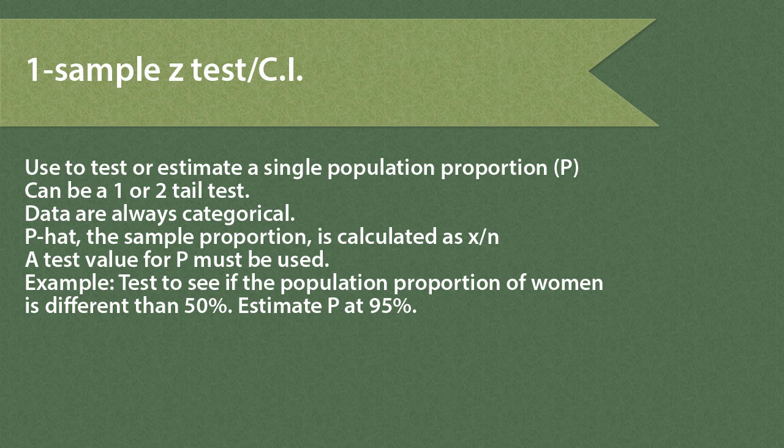A test value for p must be supplied for testing. For example, test to see if the population proportion of women is different than 50%. We could also estimate p at 95% confidence.